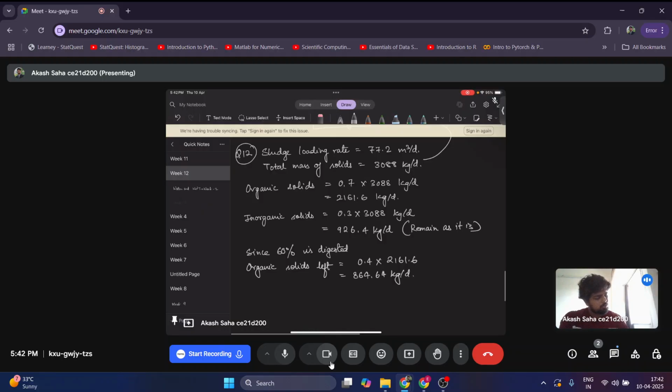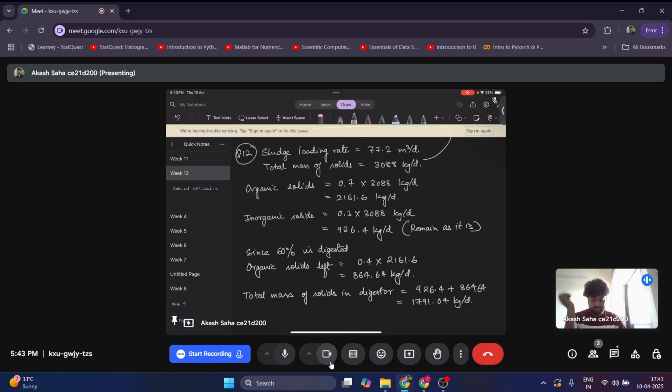Right? So now the total mass of solids in the digester will be equal to 926.4 plus 864.64. So it will be around 1791.04 kg per day. But that is not the final answer.